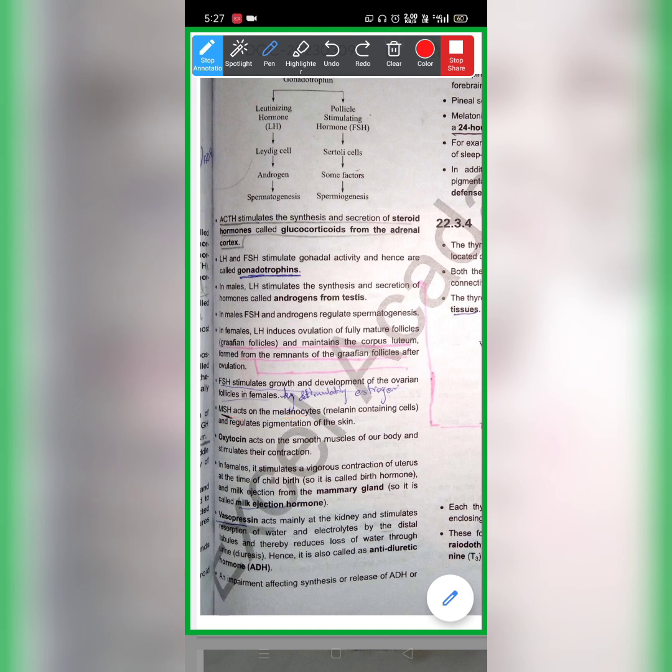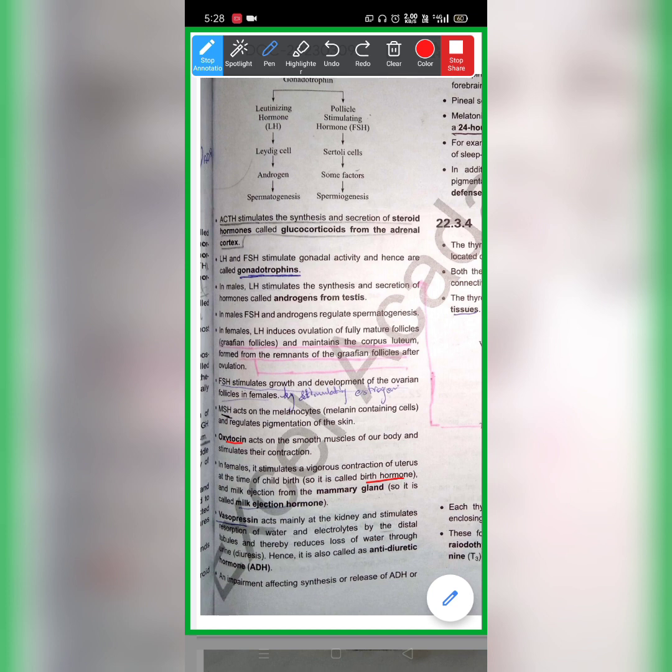Coming to the posterior pituitary, I told you it mainly includes only two hormones. The first one is oxytocin. Oxytocin mainly acts upon smooth muscle and causes its contraction. In females, it stimulates vigorous contraction of the uterus at the time of childbirth, which causes the expulsion of the baby and the placenta from the mother's uterus. Therefore oxytocin is also called the birth hormone.